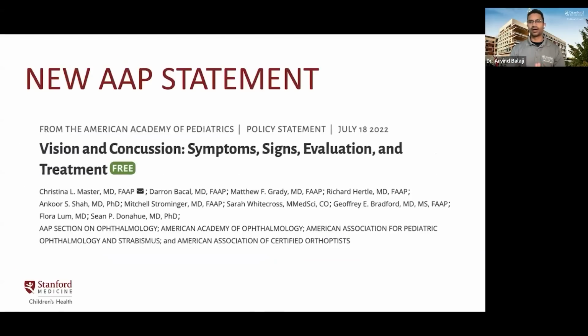Now, we are learning more and more about abnormalities in the vision system and the vestibular system. This policy statement put out in 2022 by the American Academy of Pediatrics was actually a joint venture between optometry, ophthalmology, and pediatrics. This policy statement simply reviews a lot of what we just talked about: the importance of evaluating for vision and vestibular abnormalities in patients who are concussed, particularly pediatric patients, and how to do that, as we just mentioned, and what to do with that information.